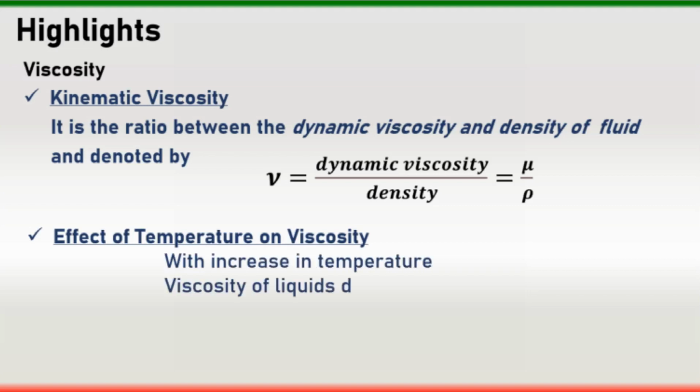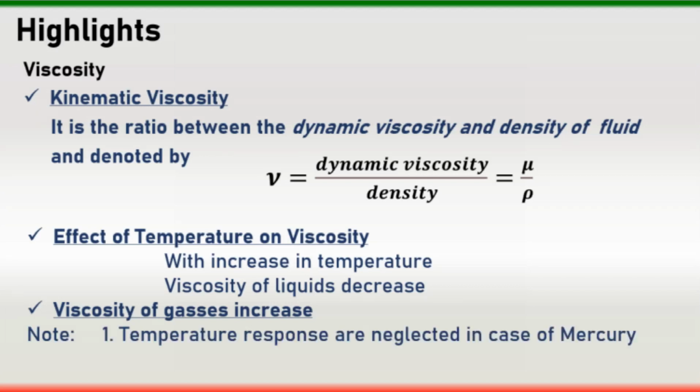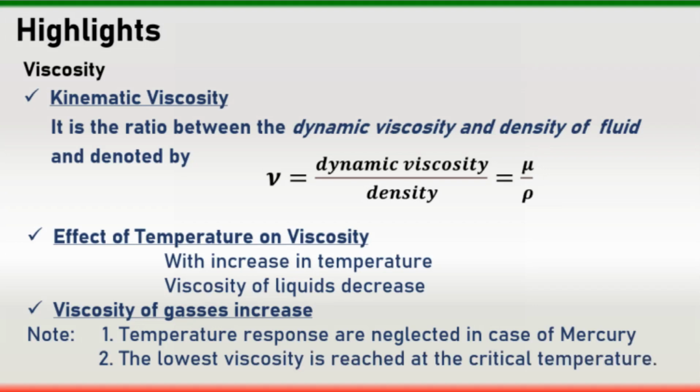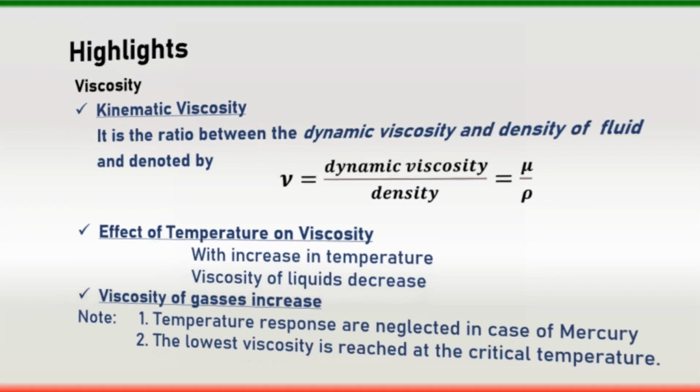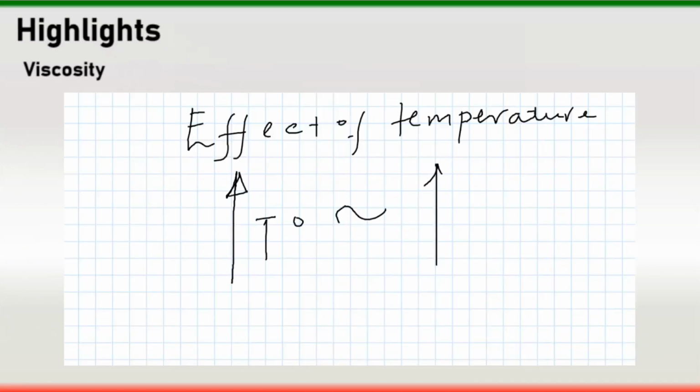The effect of temperature on viscosity. Temperature has a significant impact on the viscosity of a fluid. Viscosity of liquid decreases with an increase in temperature. This is because higher temperature disrupts the molecular cohesion, reducing internal friction and fluid viscosity. In contrast, viscosity of gases increases with higher temperature. This occurs because gas molecules gain kinetic energy at higher temperature, increasing their collisions and resistance to flow.